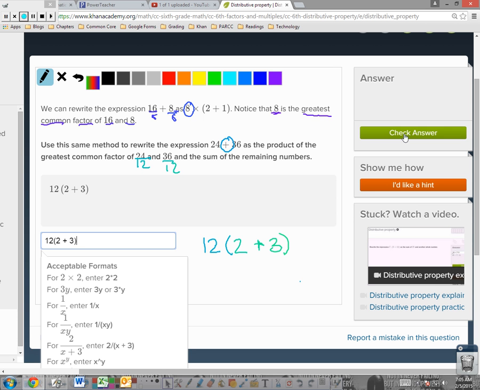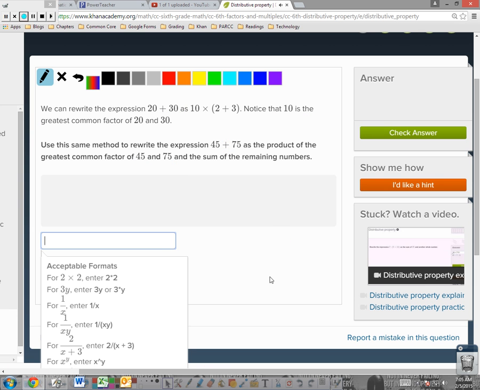Let's take a look. Okay. Similar problem. It gives me a model up here. Rewrite 20 plus 30 as 10 times (2 plus 3). What they did is they said the greatest common factor of 20 and 30 is 10. They pulled the 10 out, and they asked you, what did you multiply 10 by to get 20? 2. The operation is addition, so I use addition in my parentheses.